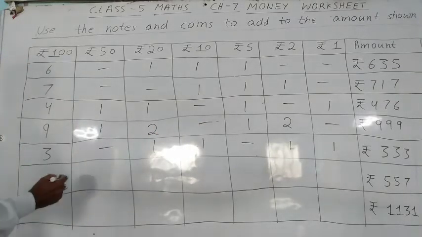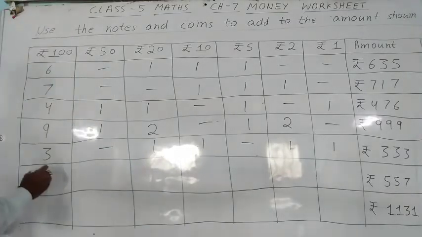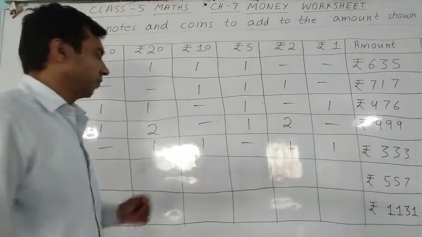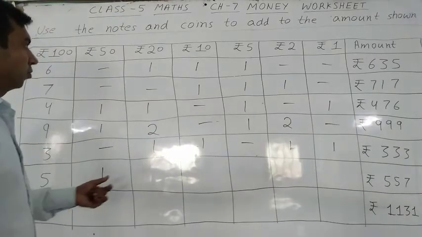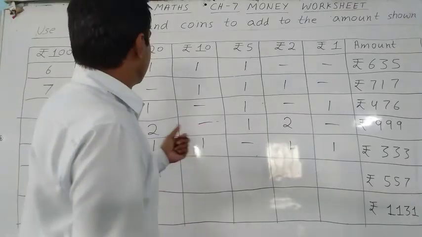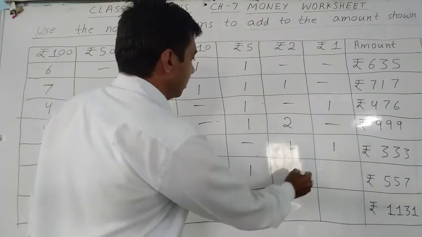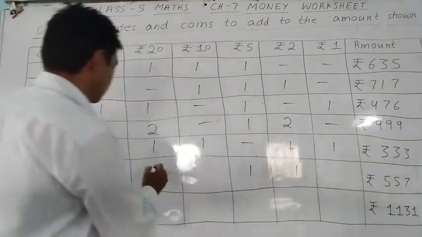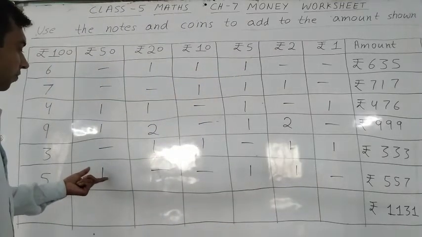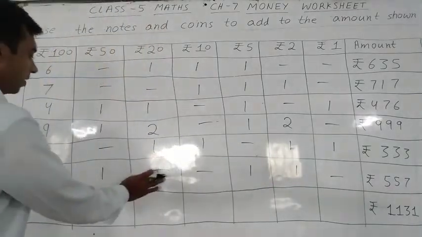557. So student, how many 100 rupee notes do we take? 5. 5 into 100, 500. Now 57. 1 50 rupee note. Student, 57. Now 1 5 rupee coin and 1 2 rupee coin. See, 557. 5 plus 2, 7. 557.